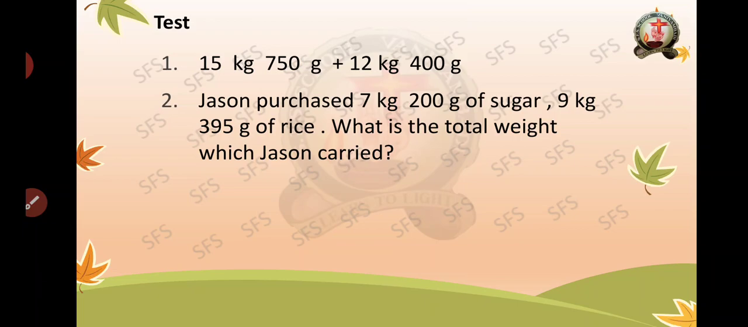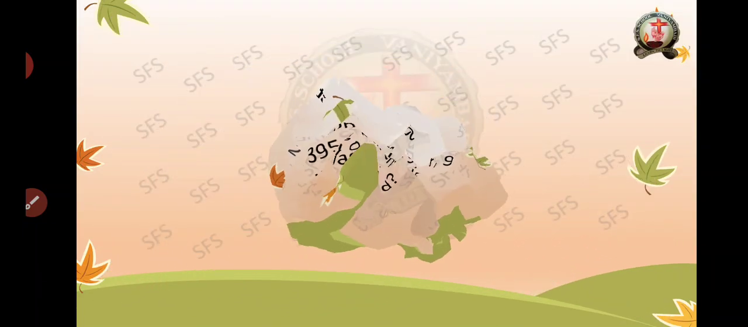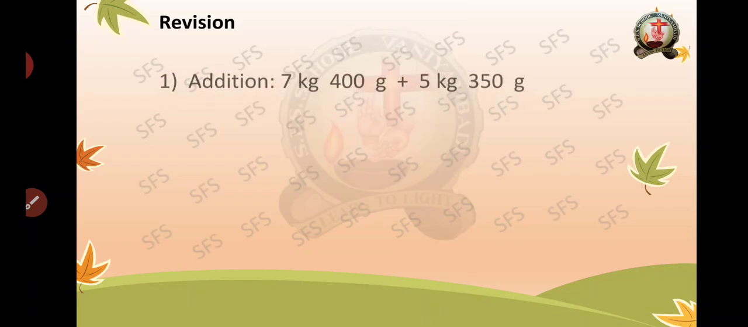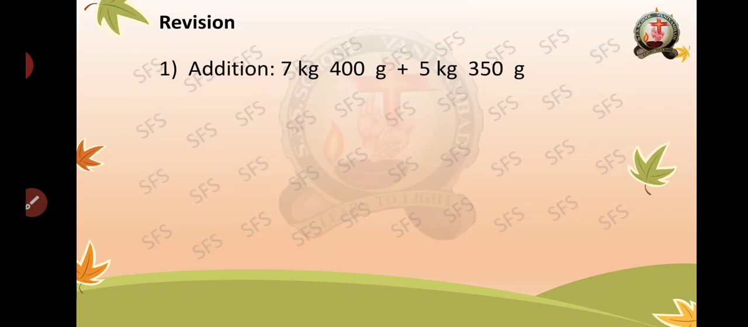Okay, now we are going to do a small revision. Children, what topics did we discuss in the previous class? Yes, we discussed the basics of addition in terms of measurements, that is weight, in terms of kilograms, grams and milligrams. Based on these units you will have the questions.